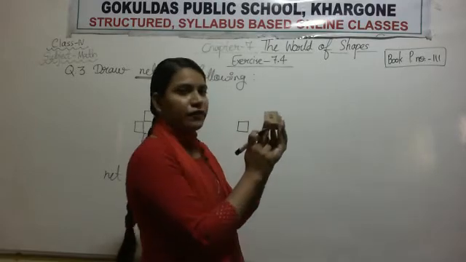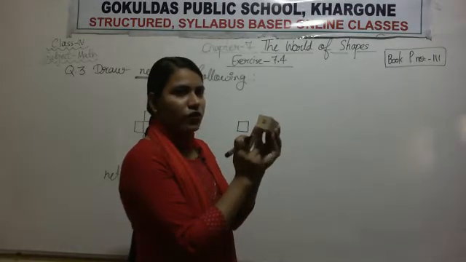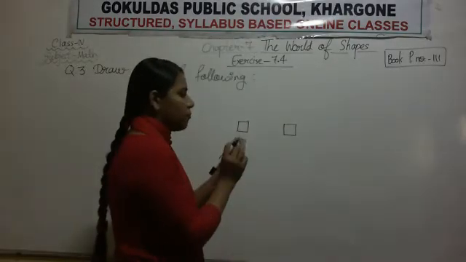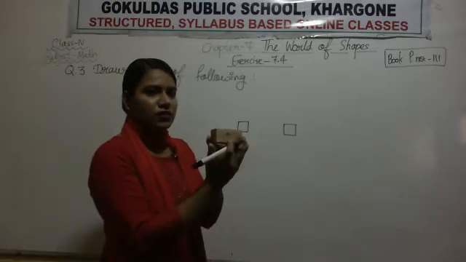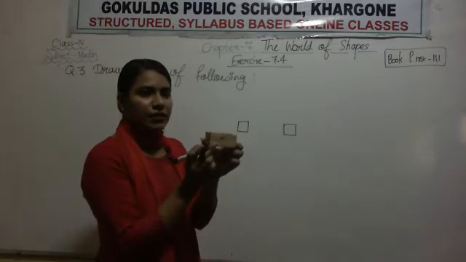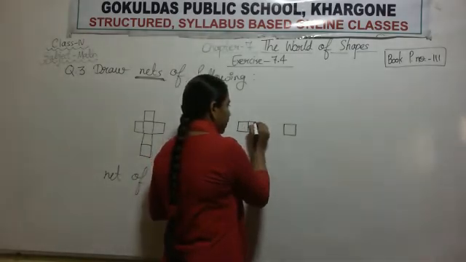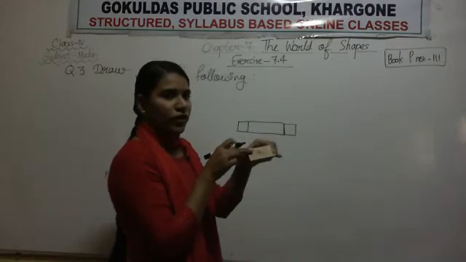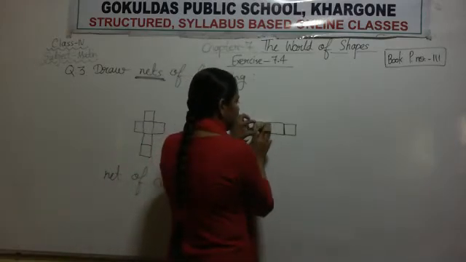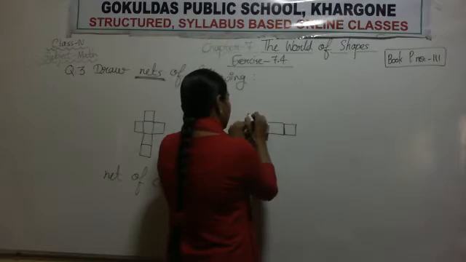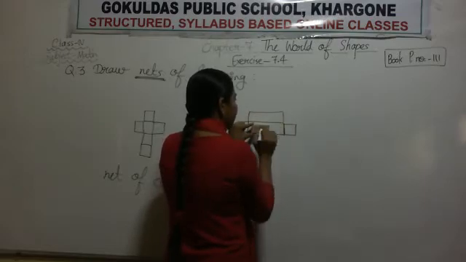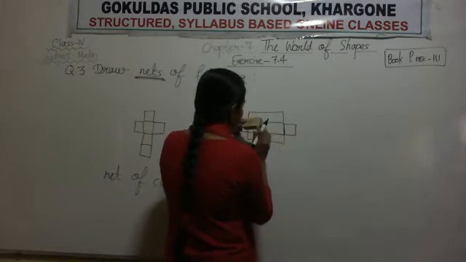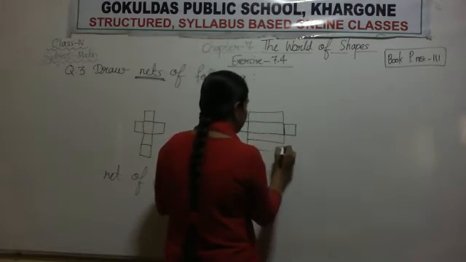Its second face is also a square. So when we open it, it is a square. But the third face of the cuboid is rectangular. So make a rectangle. Now fourth face, when we open fourth face, it will be like this. When we open sixth face, it will be like this. When we open fifth face, it will be like this.